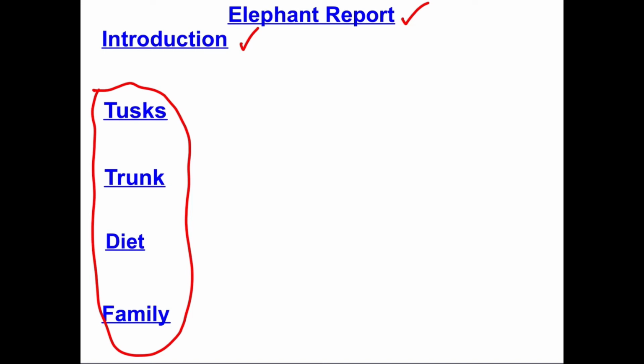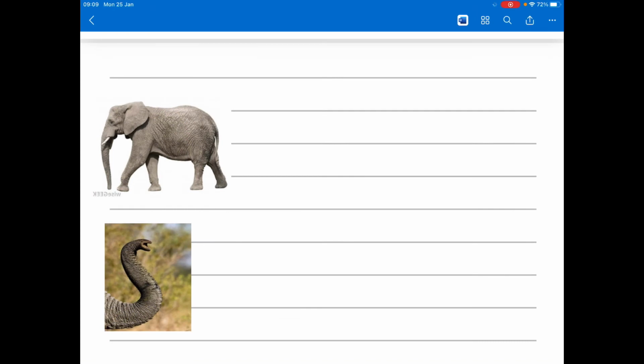Now in your pack, I've given you a piece of paper with some photos on it to actually write your report on. So if you've got that, that would be the best place to write it. So here's the piece of paper from your pack, but don't worry if you haven't got that because you can equally well just write it in the book that you've already got. So it starts off with a picture of an elephant. So that's where you could write elephant report and introduction and write a bit about what an elephant is.